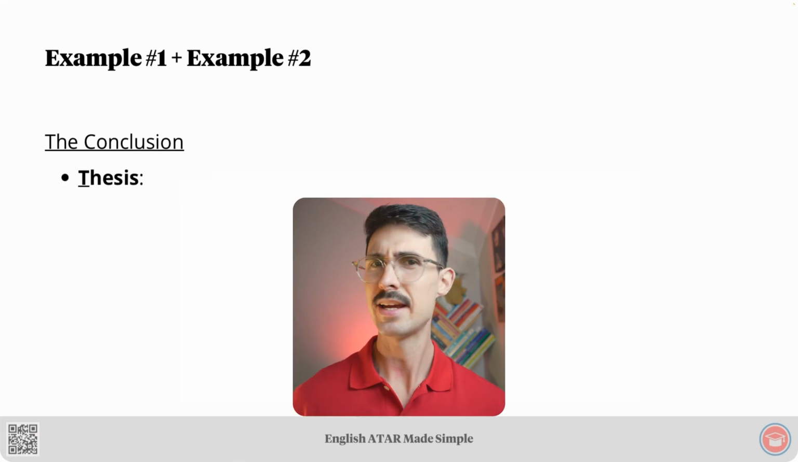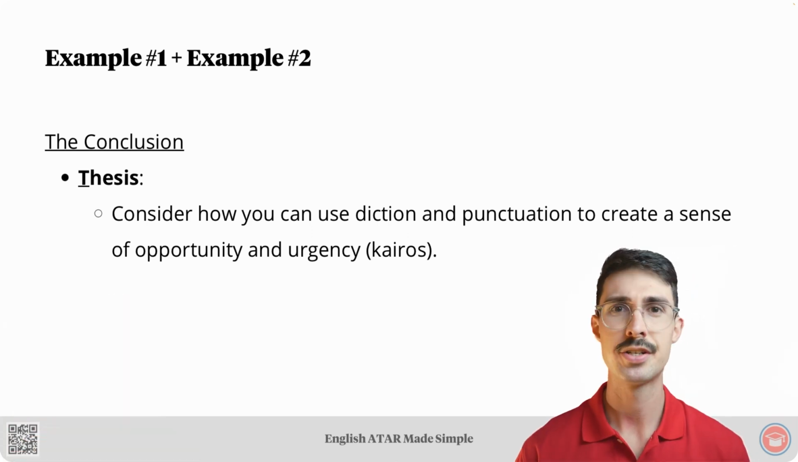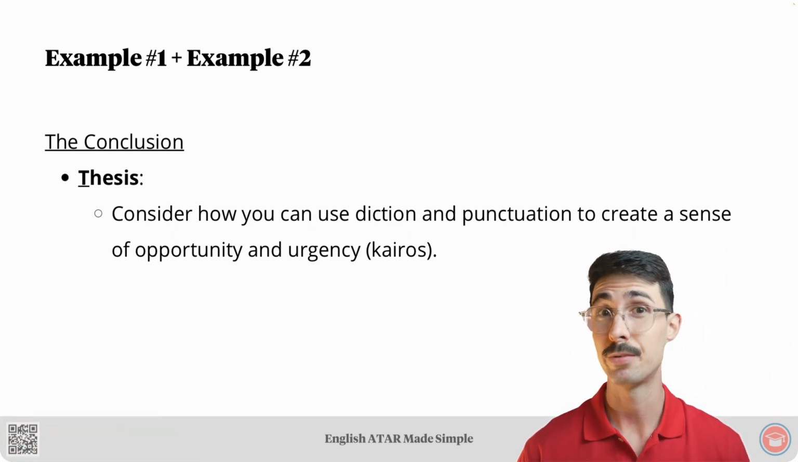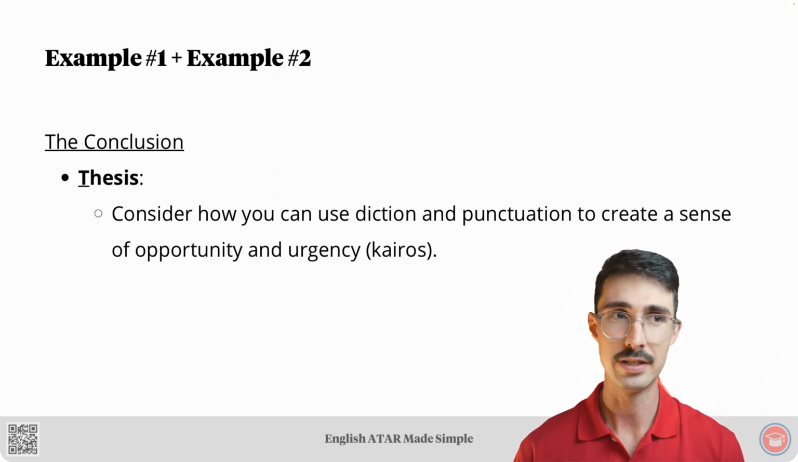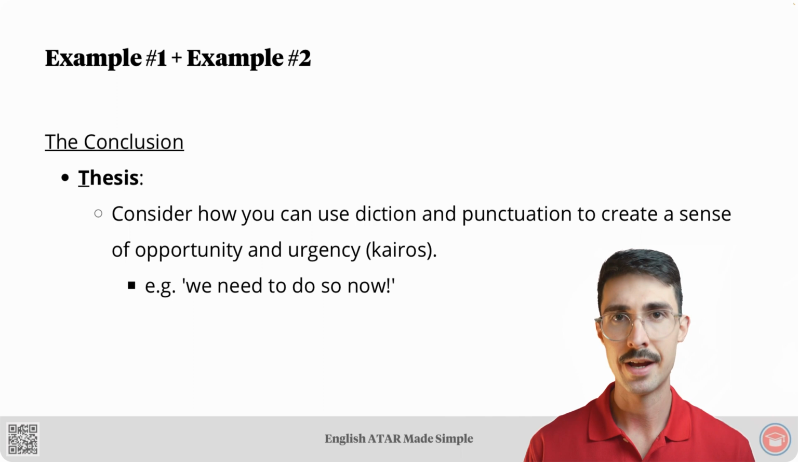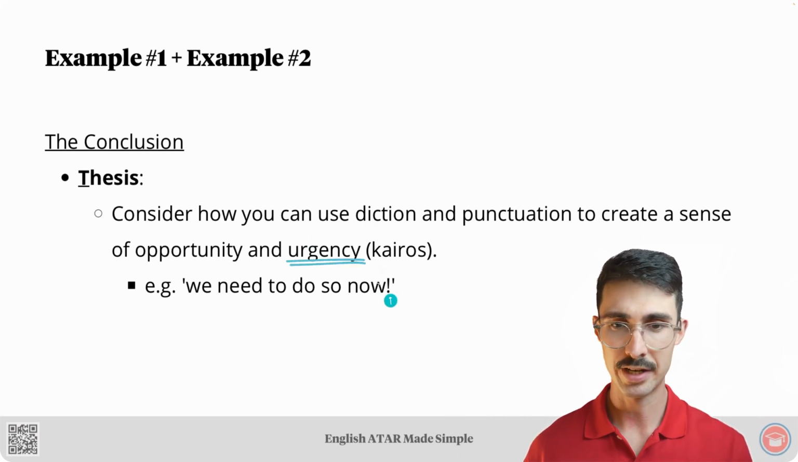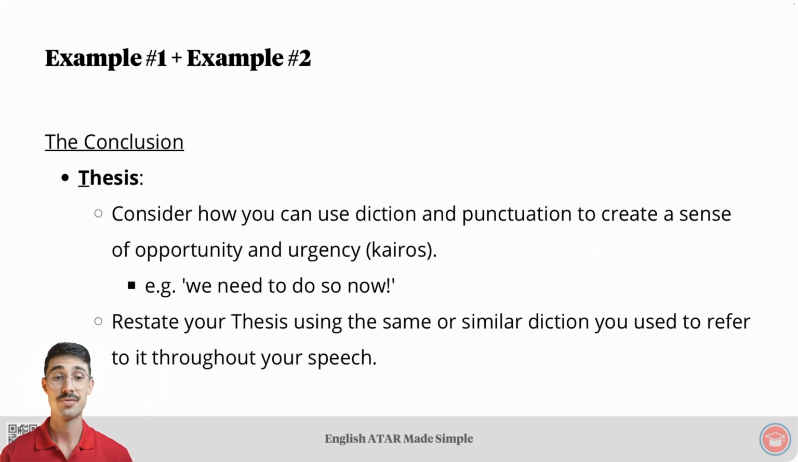Some key takeaways regarding the thesis. Firstly, consider how you can use diction, word choice, and punctuation to create a sense of urgency and opportunity, which, as you'll recall, is the theme of the bottom funnel. For example, we need to do so now! The word need creates a sense of urgency. The exclamation point heightens that urgency. Also, restate your thesis using the same or similar diction you use to refer to it throughout your speech.